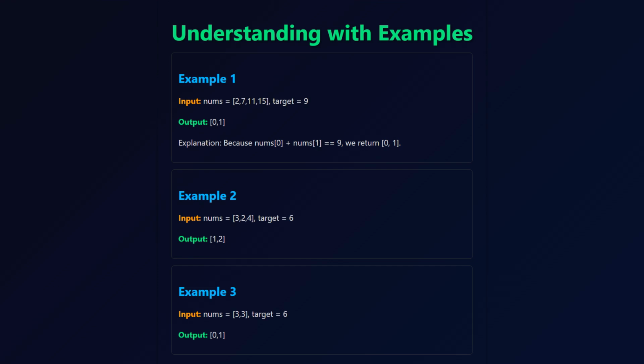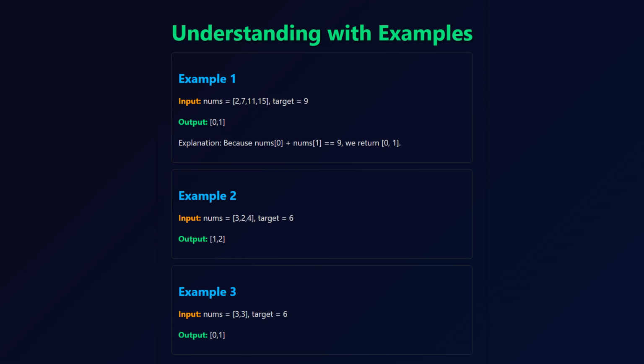Imagine nums is 2, 7, 11, 15, and the target is 9. Can you spot two numbers that add up to 9? Yes. 2 and 7. Their indices are 0 and 1, so we'd return 0, 1. Now, let's try another one. Nums is 3, 2, 4, and the target is 6. Here, 2 and 4 add up to 6, and their indices are 1 and 2, giving us the output 1, 2. Finally, consider nums as 3, 3, and the target is 6. Again, we have a solution, 0, 1.